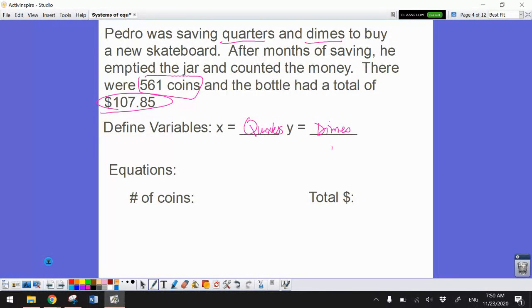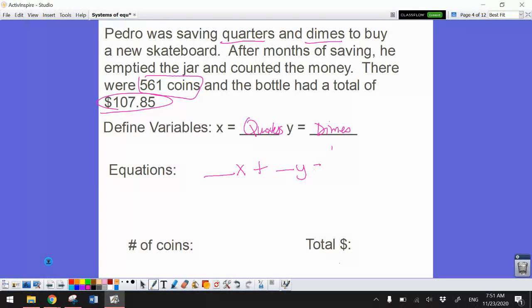So let's think about if I am going to be talking about money, what would my equation be? So I need something X plus something Y is equal to $107.85. What do I know about quarters? If it's money, oh yeah, that's right. They're 0.25. And dimes are 0.10 or 10 cents. So now I have my first equation, and that's going to be the money one.